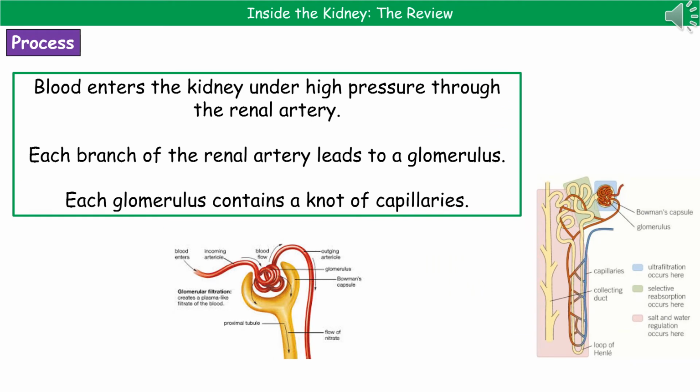So now we know the bits of a kidney, we need to actually know what they do in terms of its actual function. So what we see first of all is that blood enters the kidney under high pressure through the renal artery. Now, each branch of the renal artery is going to eventually lead to this little ball of blood vessels called the glomerulus. So it's a knot of capillaries. So you can see at the bottom there, I've given you a close-up of it. So you can see the blood entering on the left-hand side there, and then it forms that little knot of capillaries where the blood's going to pass through before leaving on the right-hand side there.